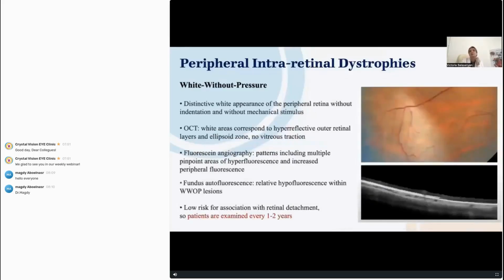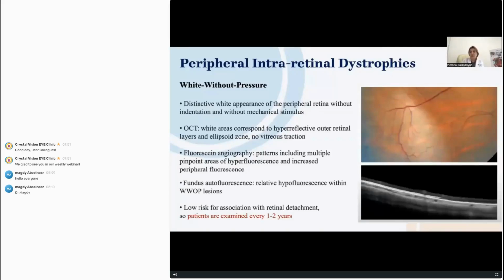Different sources give different data on the prevalence of white without pressure degeneration. Some authors report that this degeneration is found in up to 30% of normal eyes and is usually bilateral. Other authors claim that white without pressure is most frequently diagnosed in young patients. And there is a definite correlation with the axial length. There were no cases of degeneration in eyes with an axial length of 21 millimeters, and 45% of cases in eyes with an axial length of more than 33 millimeters.